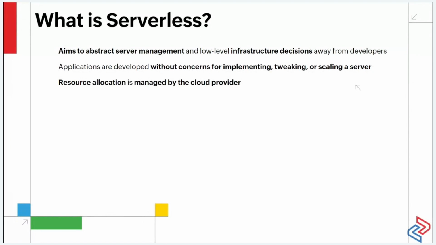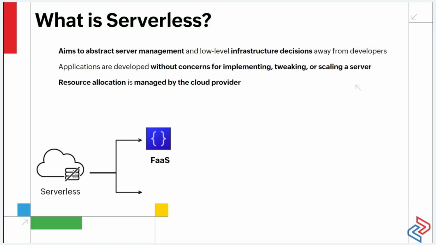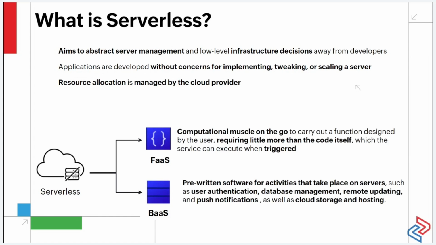Now, when we look at serverless platforms, platforms are mainly constituted of two large components. There is FaaS, or functions as a service, and BaaS, which is backend as a service. What functions as a service gives you is computational muscle on the go, where you package your code into a little more than the code itself into a function, which can then execute a certain workflow or a certain functionality once it is triggered.